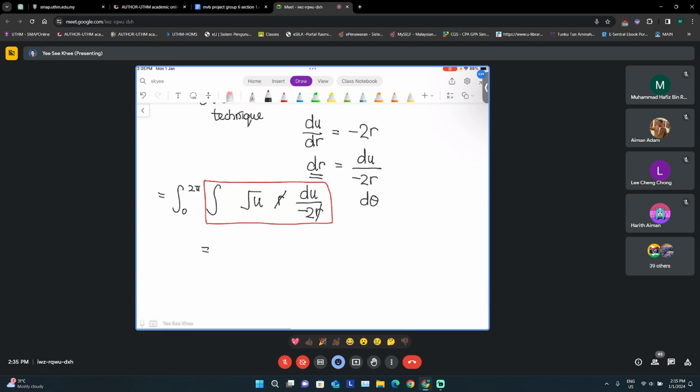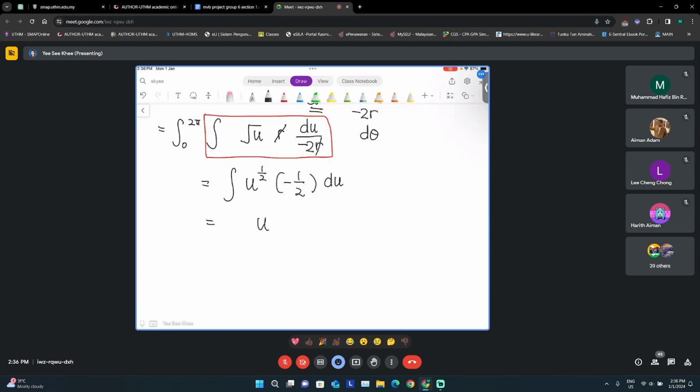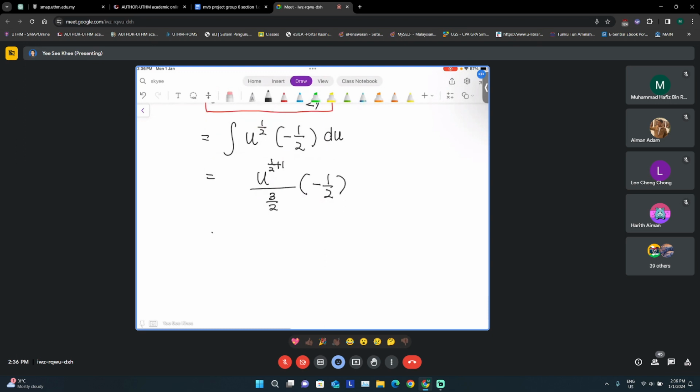Okay. So now you have the u power 1 over 2, and you have a constant negative 1 over 2 and du. You need to solve this integral. When you perform the integral, it will be 1 over 2 plus 1. Divide, so when you plus 1, you get 3 over 2, and multiply with negative 1 over 2. So this is how you perform the integration.